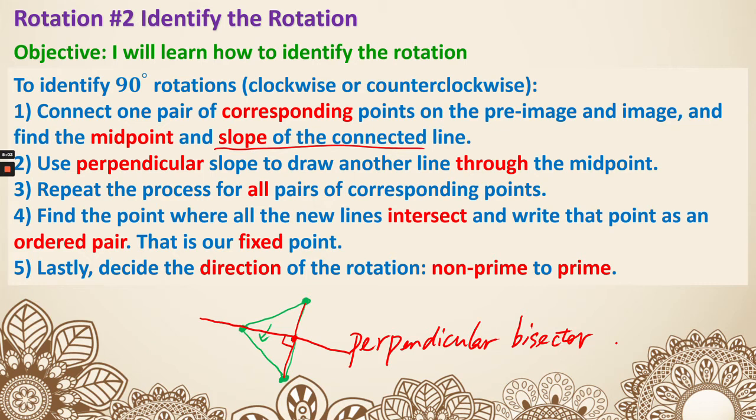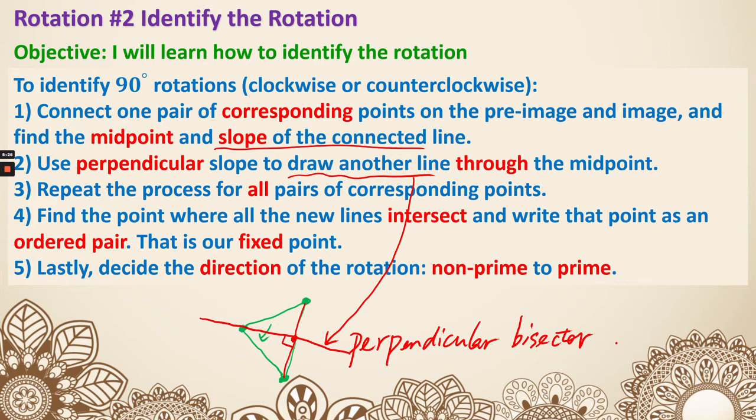Afterwards, you are going to use the perpendicular slope to draw another line, which is actually referring to this line right here, through the midpoint. Then you're going to repeat that process for all pairs of corresponding points. Afterwards, you are going to find the point where all the lines intersect and write that point as an ordered pair, and that is our fixed point.